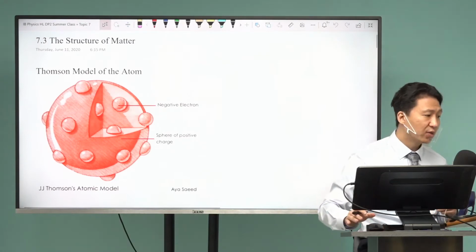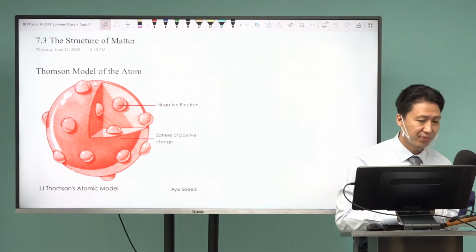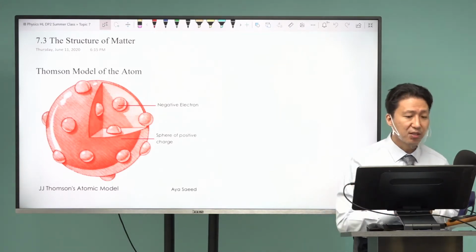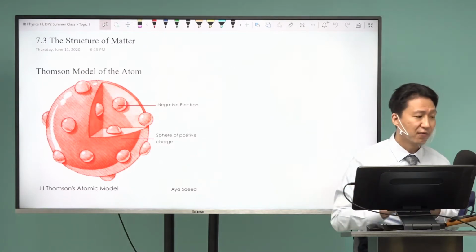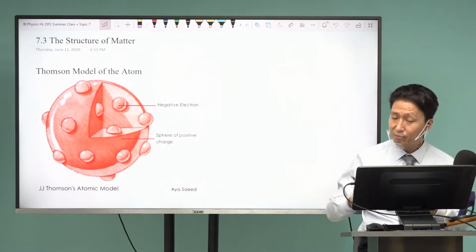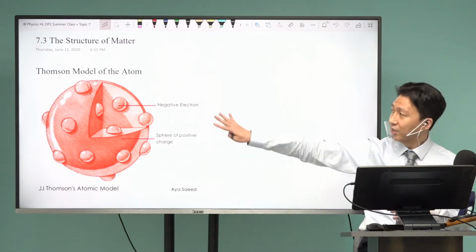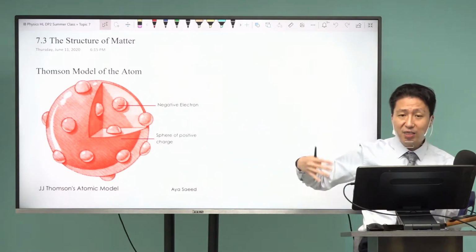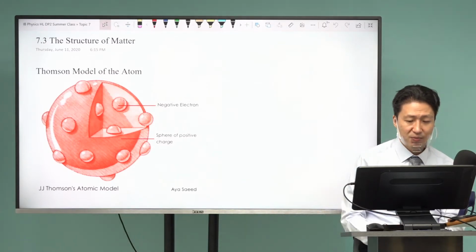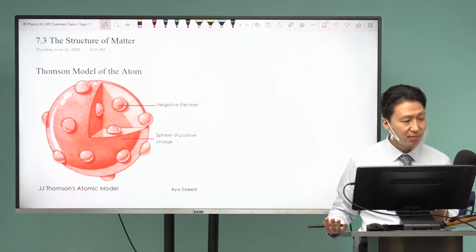So today we're going to do chapter 7, section 3, which is the structure of matter. The first thing we go over is the Thomson model of the atom, which is the old, wrong version of the atomic structure model, right? In this model, Thomson theorized that there were negative electrons, but these negative electrons were embedded inside this matrix of positive charge, like this. In much the same way seeds are embedded in a watermelon, right?